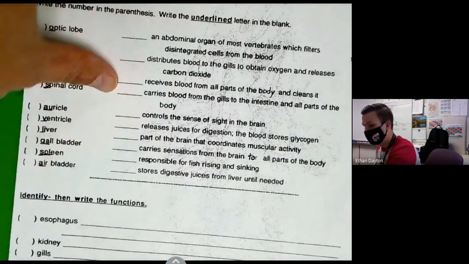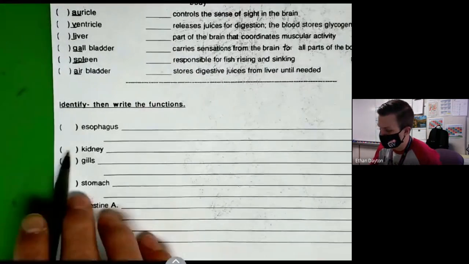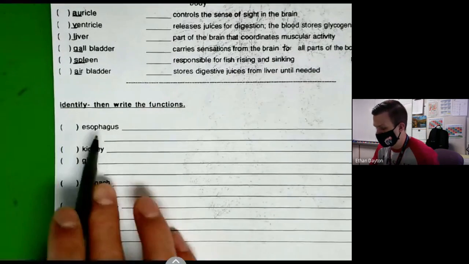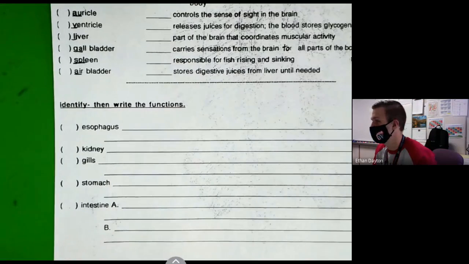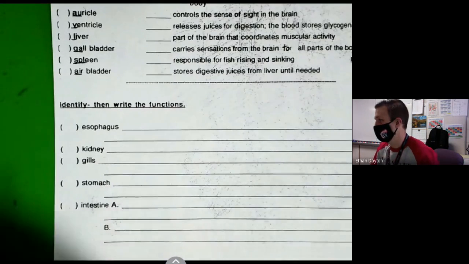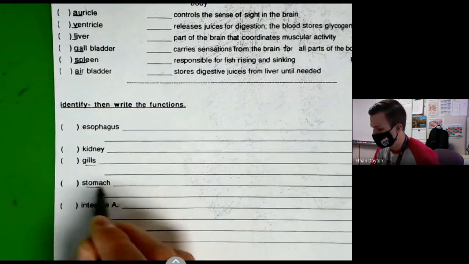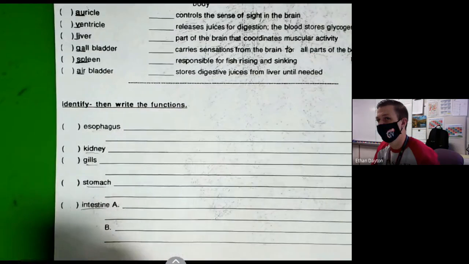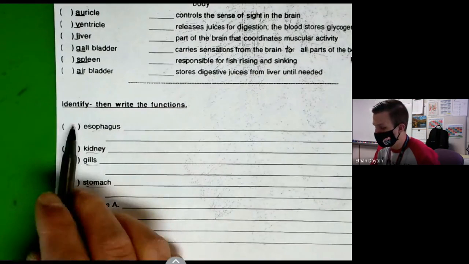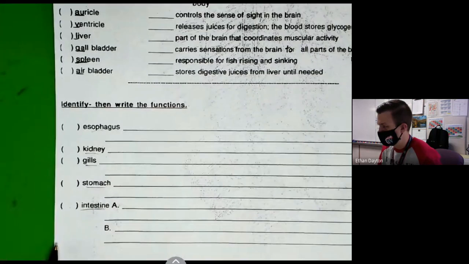Okay, down below, these ones you have to write their functions instead of match. So you have 1, 2, 3, 4, 5 that you have to write their functions. However, these should be pretty simple ones, right? The gills, the stomach, the intestine, kidney, and esophagus. Okay, but you need to find the number, match it up, all right, and write the function.